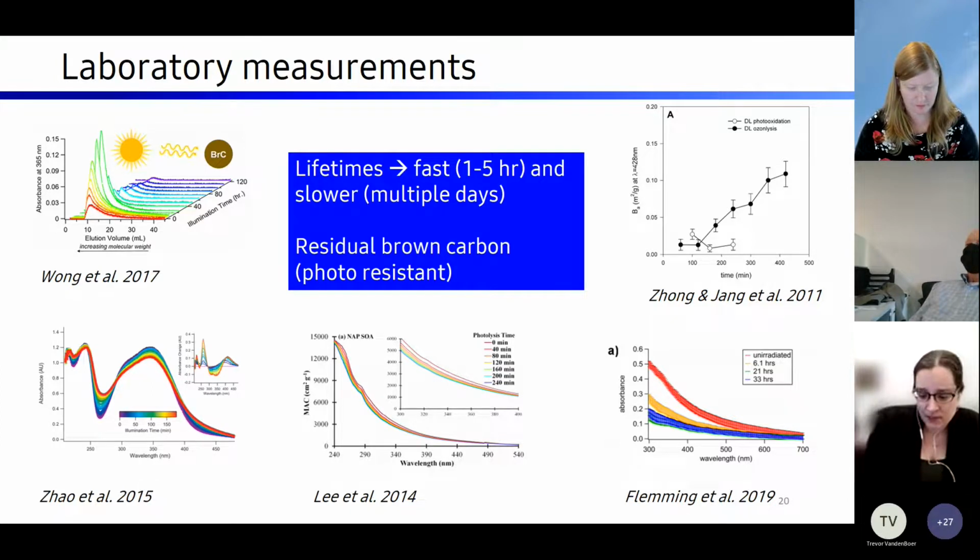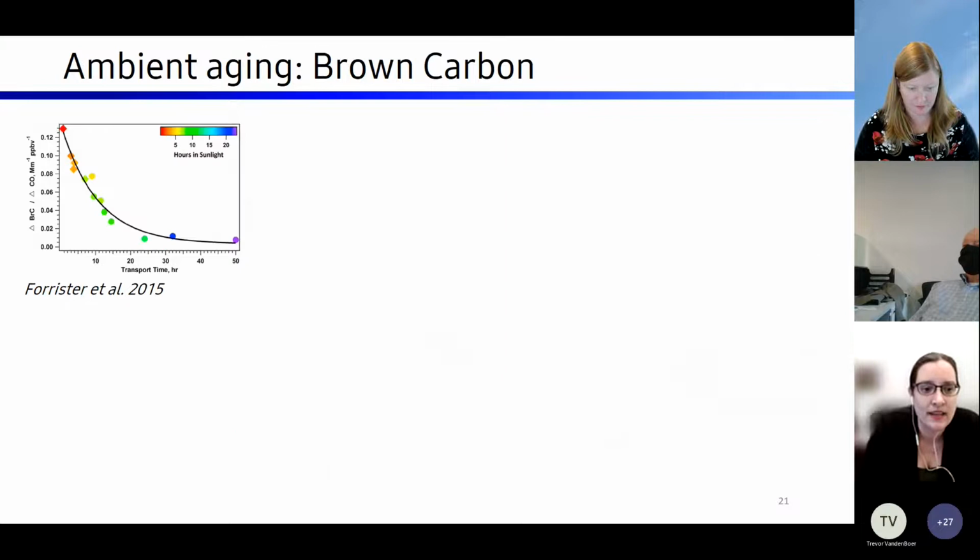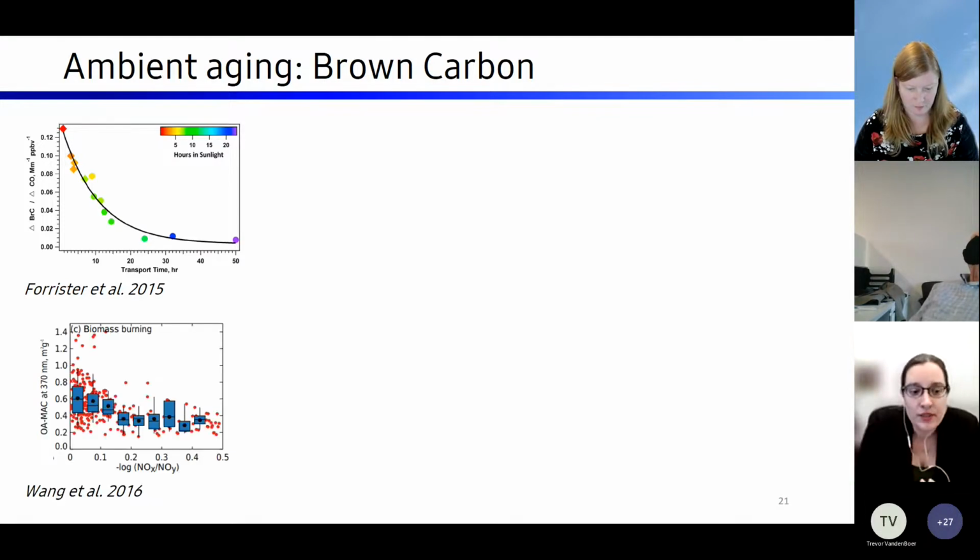I want to focus in a little bit more detail on what we have for the ambient side. For ambient studies, the first one of these was Forrester et al. in 2015. Here they're looking at the amount of brown carbon and they're normalizing that to carbon monoxide. And they found a lifetime of about 12 hours in the atmosphere. The subsequent year, Wang et al. came out with a paper. This is from fires down in the Amazon. And the lifetime here is a little bit more complicated, so I'll get to that in a minute.